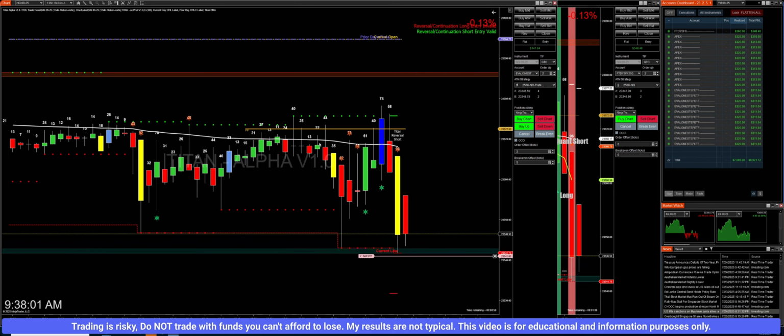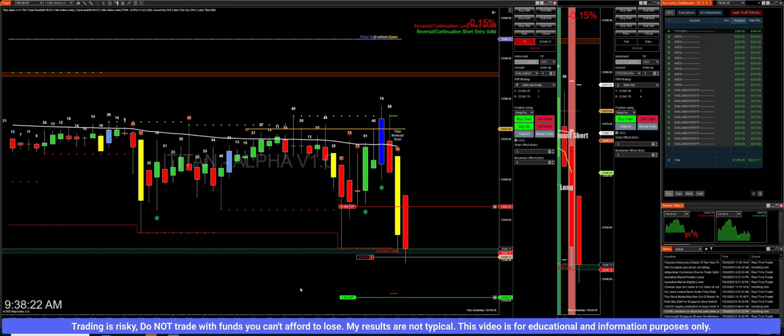Order submitted. All right, so now it's looking for the S3 because we had high volume here. It places the order below the zone here. Order filled.